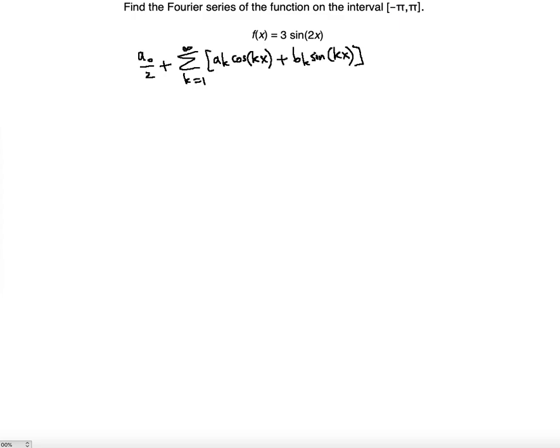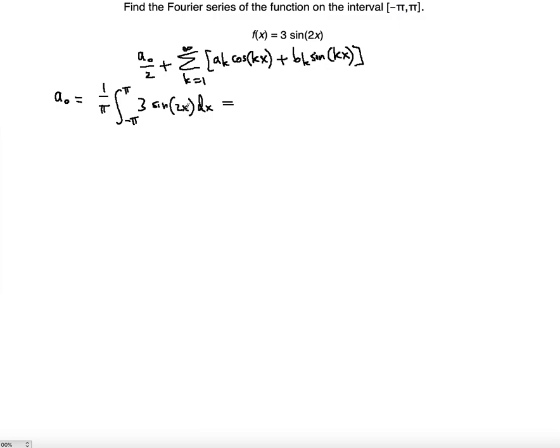First, we're going to find a subscript 0, or a naught, and this is going to be 1 over pi integral from negative pi to pi, right? It's going to be negative pi to pi because here it's not going to be a piecewise function, so we don't have to break it up. So it's going to be just f(x) dx, 3 sine 2x dx, and this integral is straightforward.